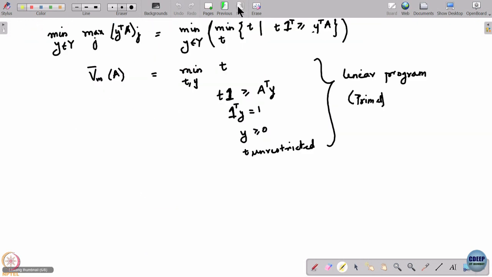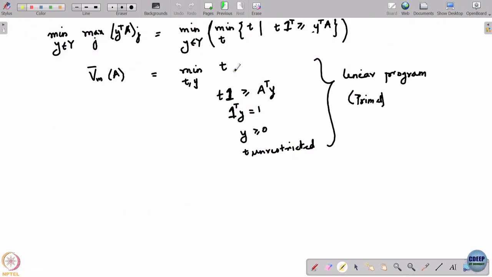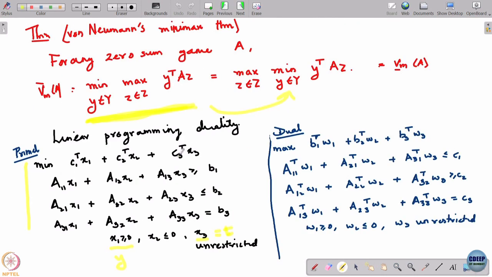Now, if this is to be taken as the primal, can someone tell me the values? I can write them out here itself. Tell me what the various variables are and how I model it in this form. My y is required to be greater than or equal to 0, so I can take x1 to be y. T is unrestricted, so I will take x3 as T. Now let us start with the coefficients in the objective. What do I have in the objective? I have only T in the objective, which means C3 is 1, x3 is T, x1 is Y.